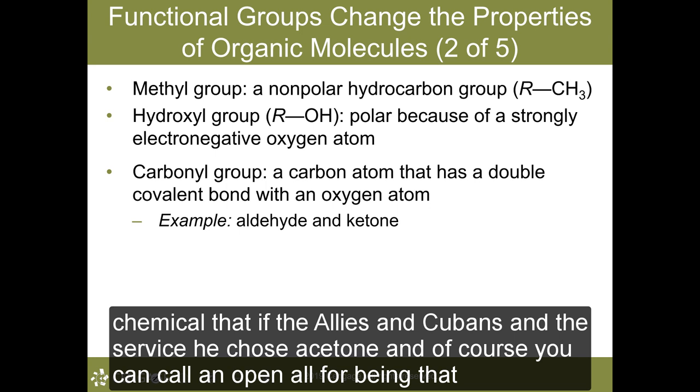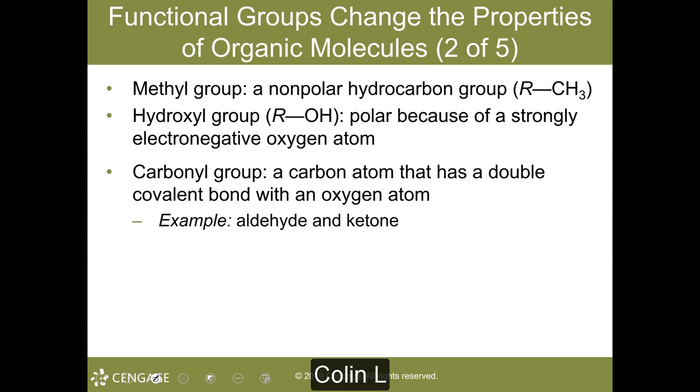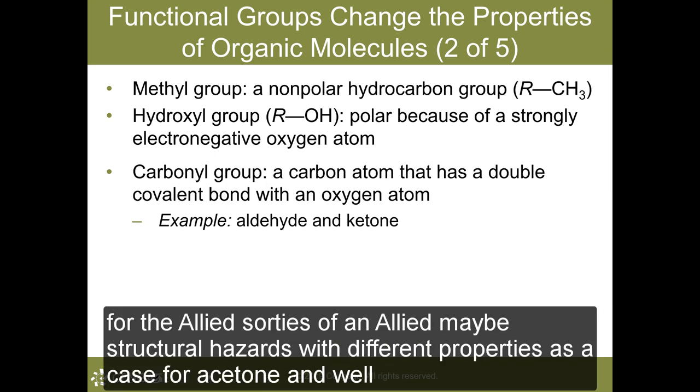And the simplest ketone is acetone. And you can call it propanal for the aldehyde. So a ketone and an aldehyde may be structural isomers with different properties, as is the case for acetone and propanal.